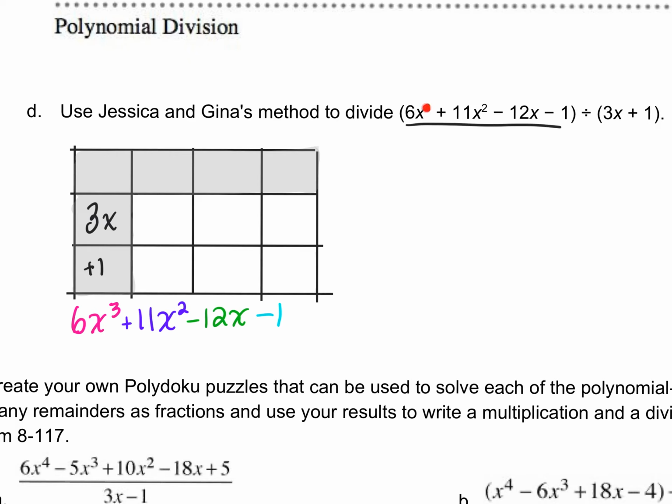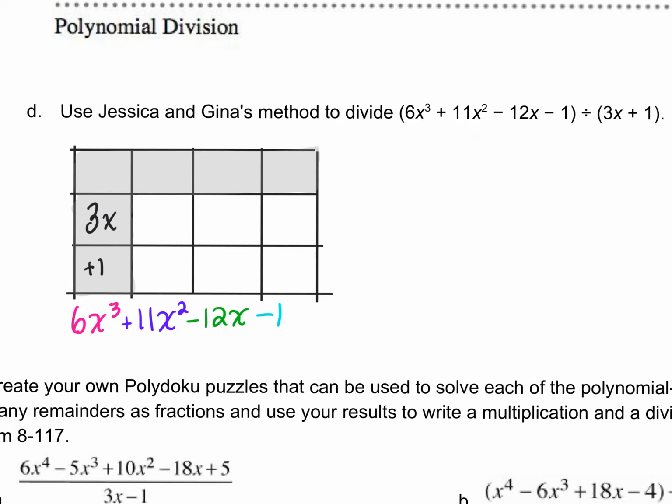Now, one thing to watch for is you need to make sure that all of your powers of x are represented. If this were something like 6x cubed plus 11x squared minus 1, we would have to rewrite that as 6x cubed plus 11x squared minus 0x minus 1. And then we'd have to put that 0x where you see the negative 12x here. Okay, and you can write it as plus 0x too. That doesn't matter. Either one's fine. But just watch for that, and that's the first thing that you want to check on when you're writing this in your box. Okay, so now we've got it ready to go.